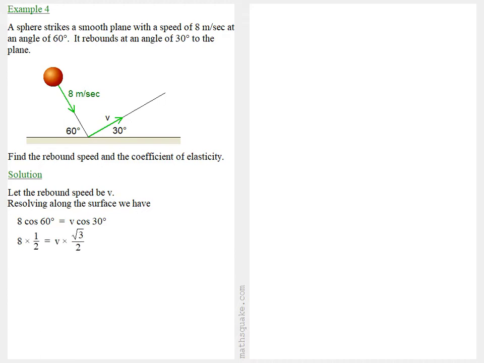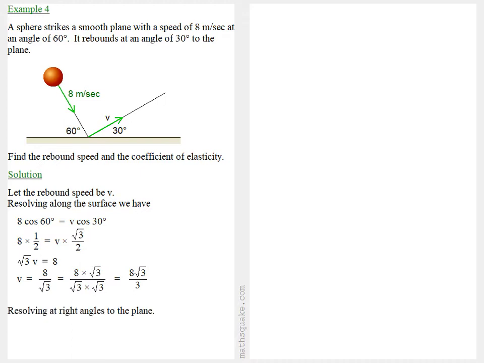Now, cos 60 is a half, and cos 30 is root 3 over 2. So that gives us 8 times a half equals v times root 3 over 2. And so we have root 3 v equals 8, or v is equal to 8 over root 3. Well, we can rationalise the denominator by multiplying top and bottom by root 3, and that gives us 8 root 3 over 3.